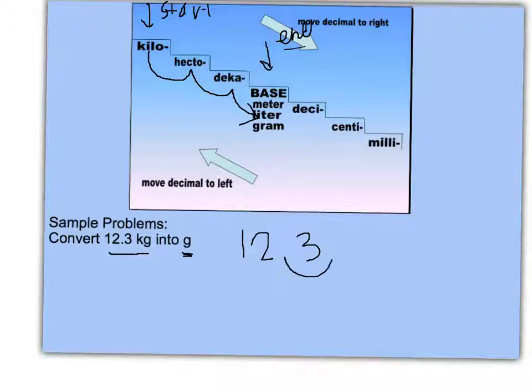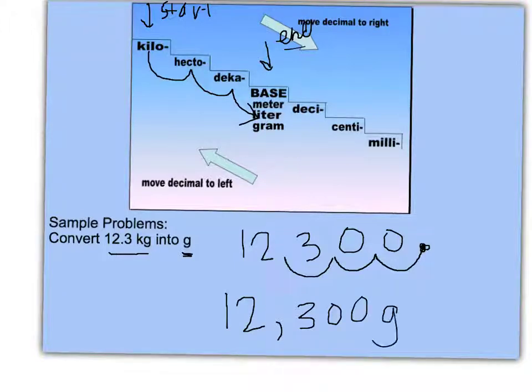So let's go 1, and again we don't have anything there, so I've got to add zeros, 2 and 3. So I add in my imaginary zeros, put my decimal there. So my final answer is going to be 12,300 grams. And there we go.